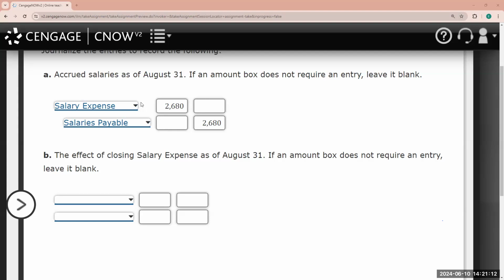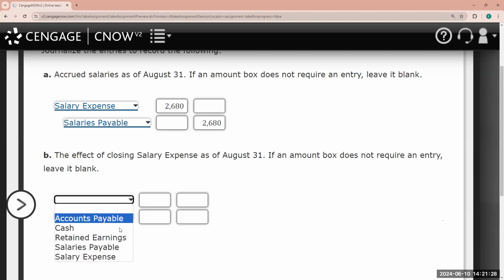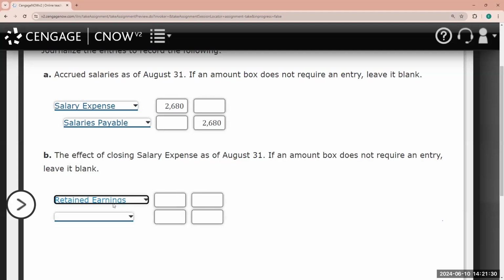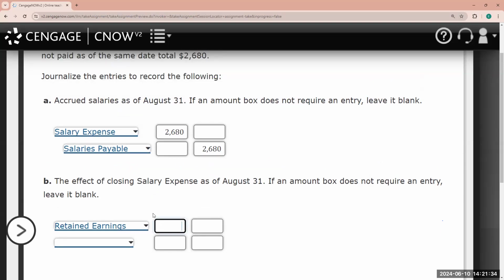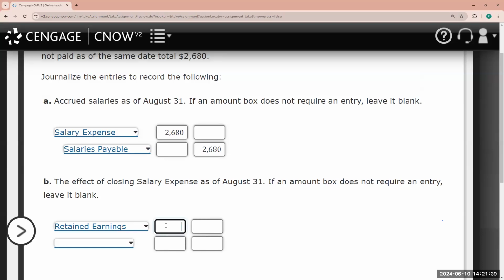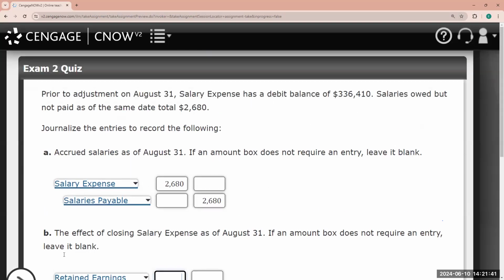So at the end of the period, since salary expense, or any expense for that nature, whether it is wages, utilities, rent, it doesn't matter, our expense accounts are always increased with the debit. So in order to close the account, we would need to credit it. And we credit it into this account called retained earnings. So our retained earnings, we would essentially have to decrease our retained earnings for our total salaries expense.